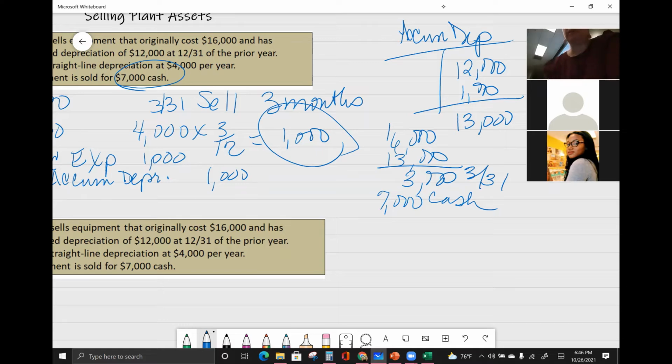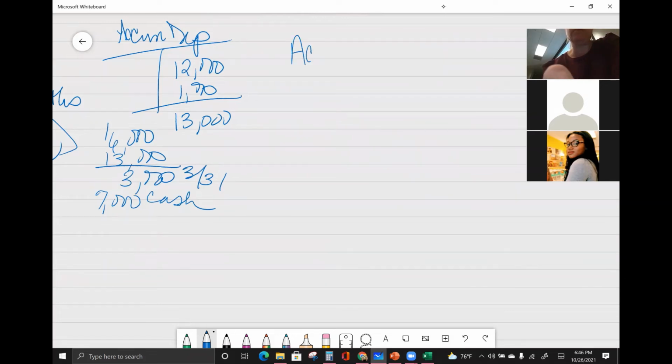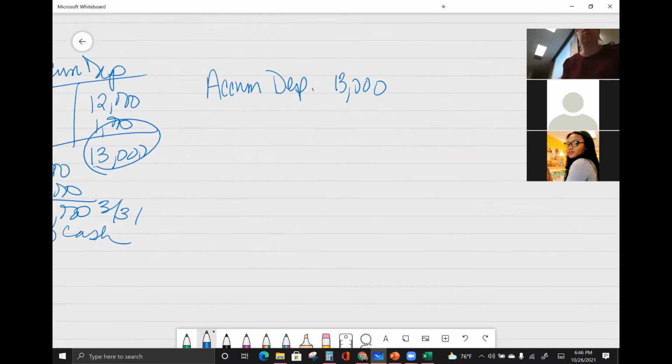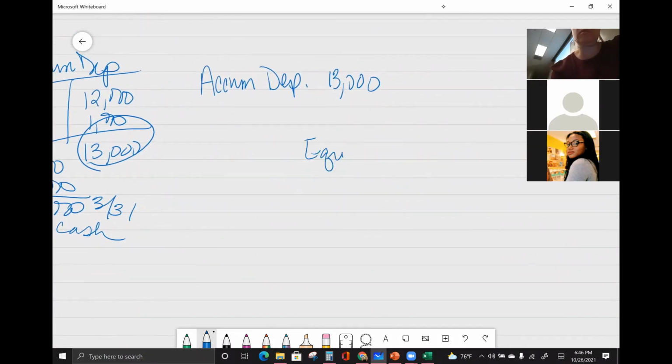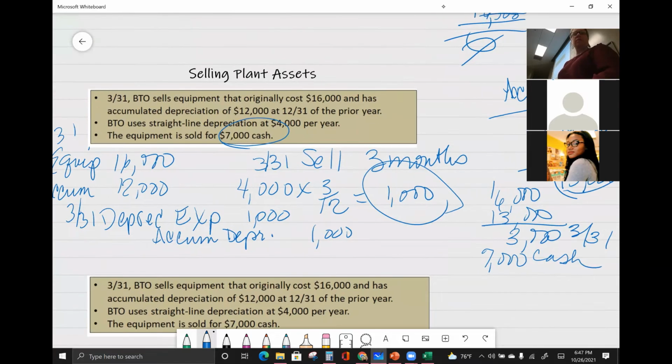Make sense? Okay, so let's get rid of everything. So we know we have accumulated depreciation, 13,000, right? That's what's sitting in my account. I know I need to clear that out to 0. Then it says my equipment was originally 16,000. Well, I got to do an entry for equipment for 16,000 because I got to get that off the books. So that takes care of the asset and the accumulated depreciation. Now I sold it for cash. How much cash am I getting? $7,000. Equipment sold for $7,000.